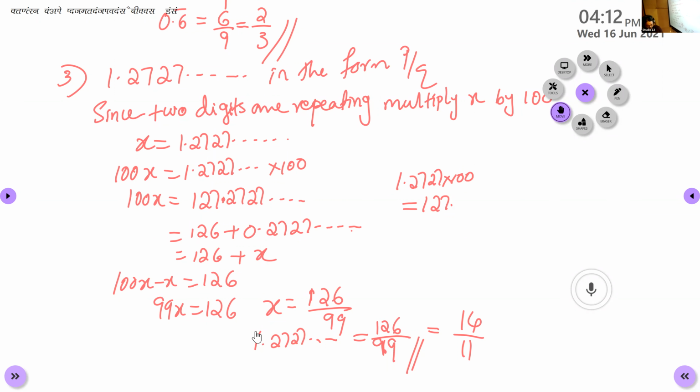Ma'am, you say the number. 0.474747. Ma'am, 126 plus 1.2727. Sorry. Yes, correct, sorry. 1.2727, correct. That is x. Correct it, all of you. By mistake, I wrote 126 plus 1.2727. Next question is 0.4747, etc.